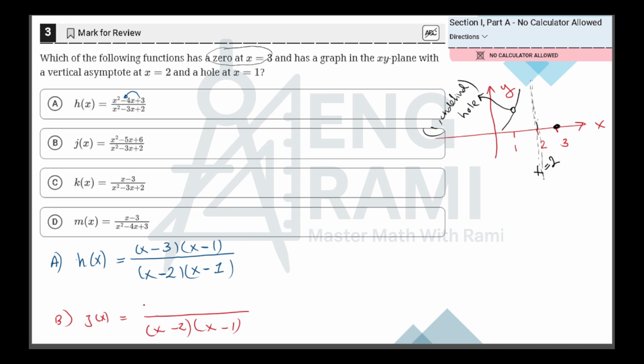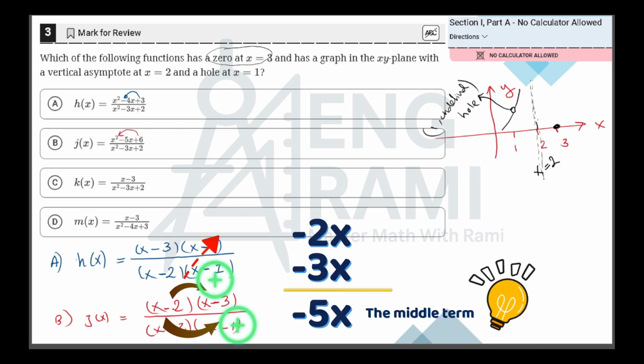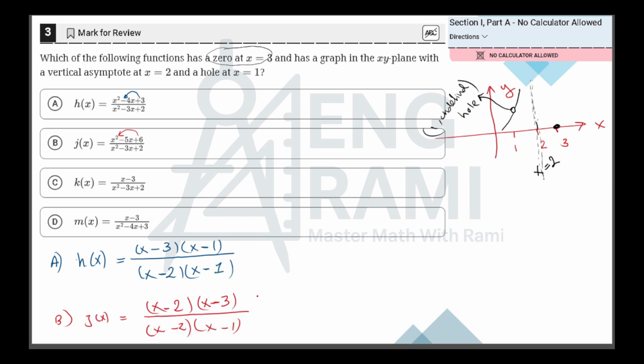The numerator is a quadratic equation, so it will be x and x, positive. The sign of the factors will be the same as the sign of the middle term, so negative and negative. What are the two numbers whose multiplication equals 6 and whose addition equals negative 5? Those are negative 2 and negative 3. Negative 2x, negative 3x, the summation of them equals negative 5x.